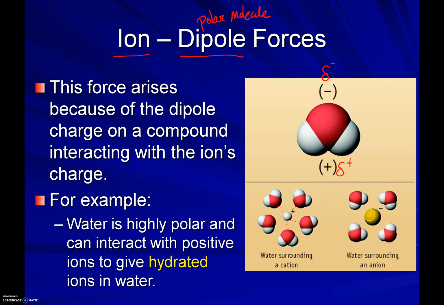We can do the same thing with an anion. We can see the positive side can be attracted to the anion because of the partial negative charge. And this is a fairly strong attraction force also, because of the fact that you have an ion that has a full-on charge. It's not a partial charge, it's a full charge being attracted to a dipole.